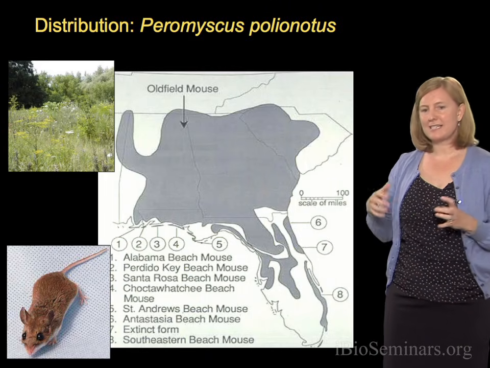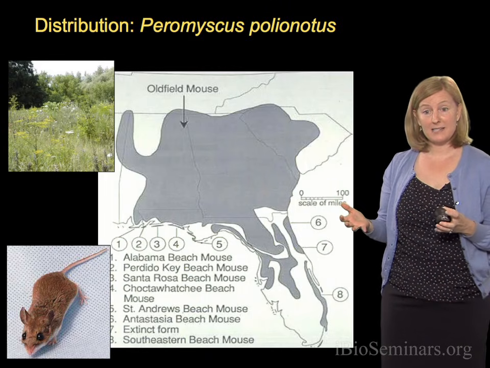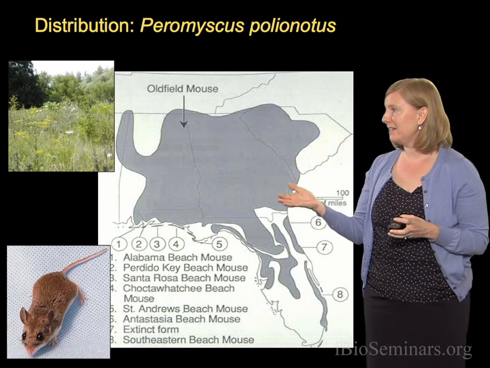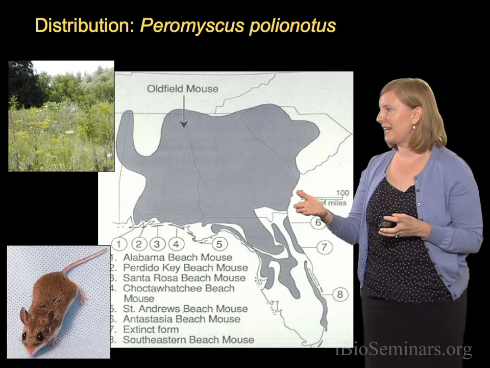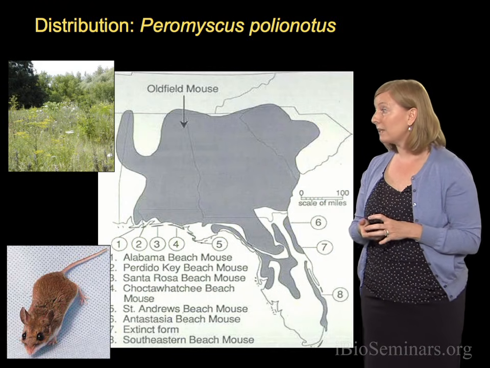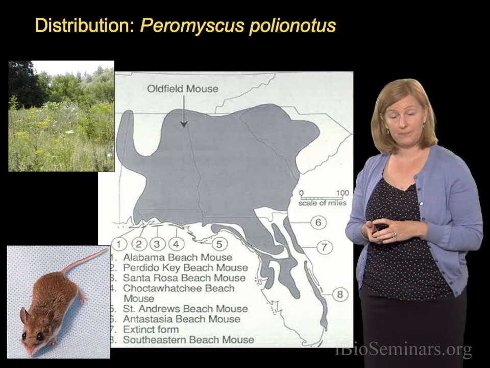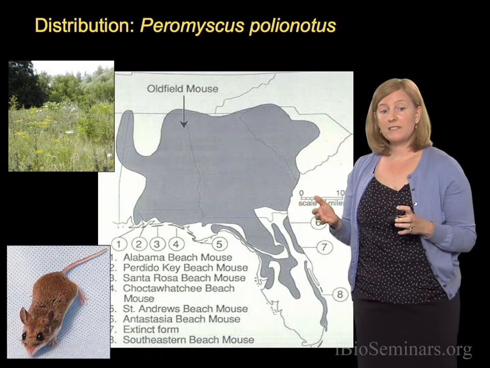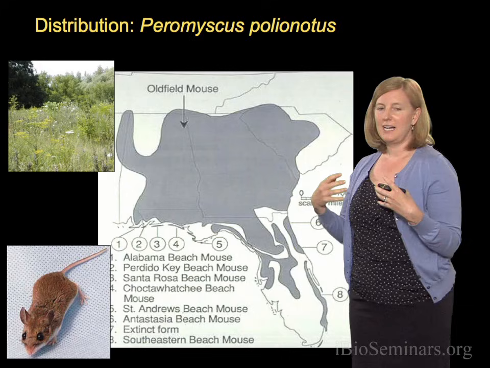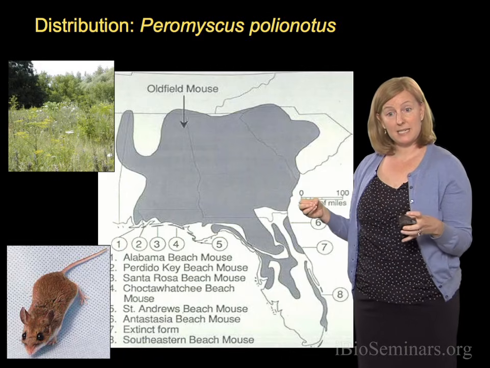Peromyscus polionotus is often referred to as the old field mouse, and that's because throughout much of its range in the southeastern US, as seen here, so Alabama, Georgia, South Carolina, and northern Florida, it occurs in these old fields, which are really overgrown agricultural fields. Now, throughout most of its range, it may look to you like a typical mouse. It's got a dark brown coat, a gray scruffy belly, and a striped tail.